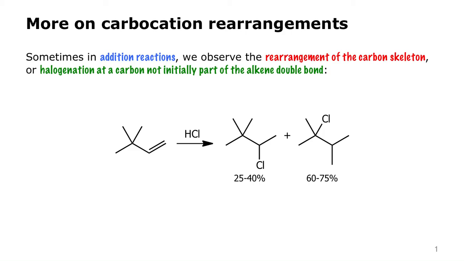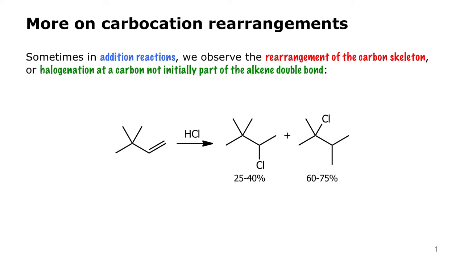It's time to look at carbocation rearrangements a little more deeply than we did previously. Sometimes in addition reactions, we observe rearrangement of the carbon skeleton. And an example of that is here with this electrophilic addition of hydrogen chloride to this alkene.